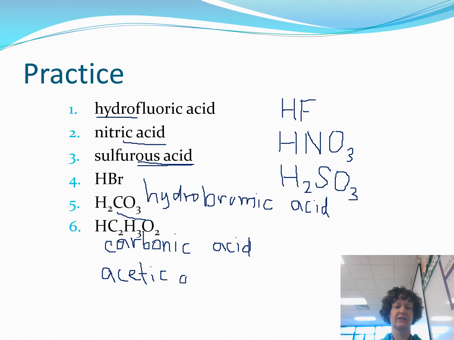And acetic acid, if you didn't know, is the acid that we find in vinegar. So when you do your baking soda and vinegar reaction to make a tiny volcano, that's acetic acid that is reacting with it. All right, I'm going to stop there.